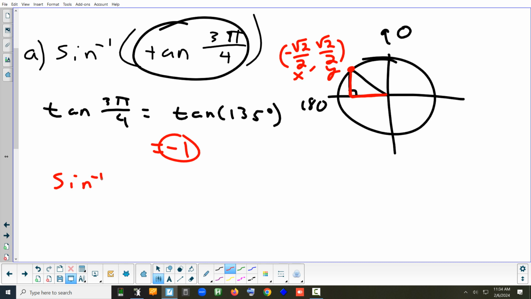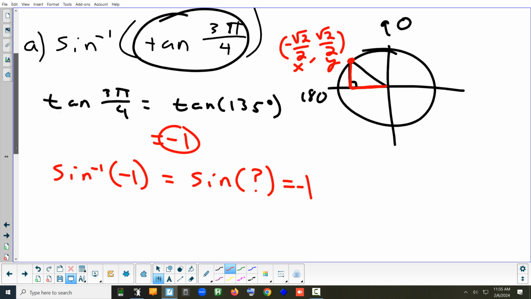Now we need the inverse sine of negative 1. Inverse sine of negative 1. Well, what are we solving for? Because we're doing inverse trig, so we're trying to find what? An angle. So another way to think of this is the sine of what angle gives you an answer of negative 1. What number could you fill in for the question mark? That's the answer to the problem.